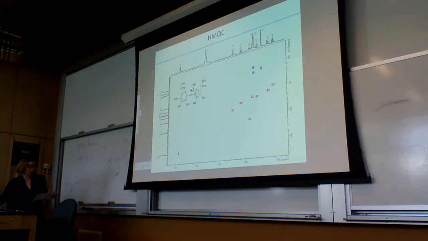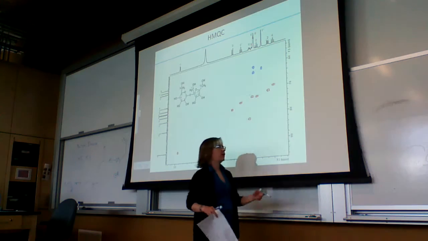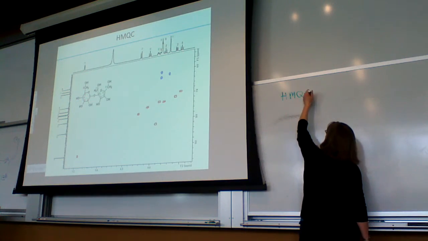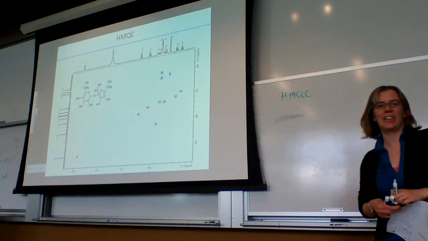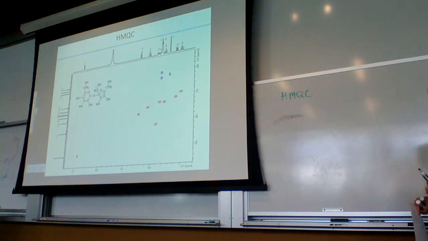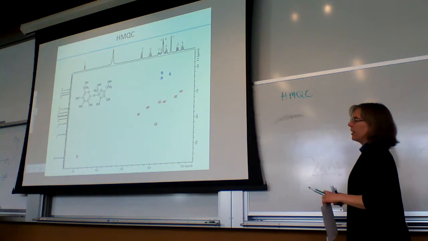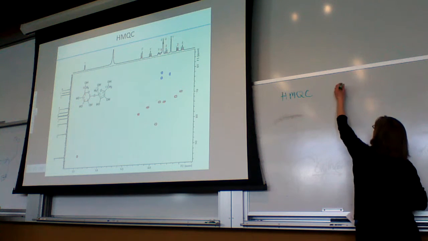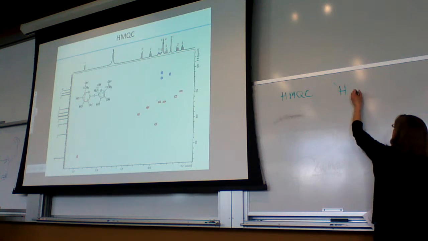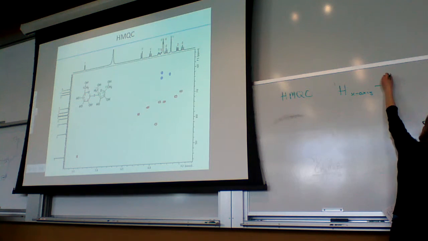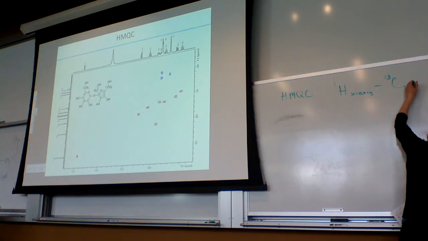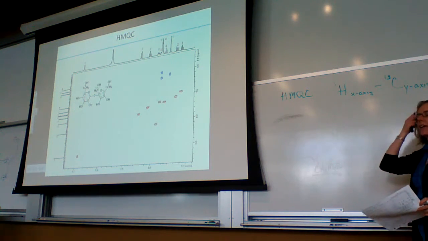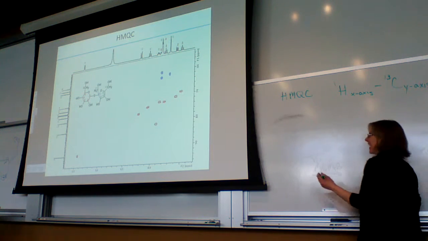Hydrogen versus carbon. Your book talks about HETCOR, which is the same thing, except this is a more sensitive technique that you actually get better data from. And so we'll just refer to it as HMQC, but the analysis is going to be the same way you would do a HETCOR as well. So we're looking at hydrogen 1 on the x-axis versus carbon 13 on the y-axis. Is it more sensitive than HETCOR? Yes.